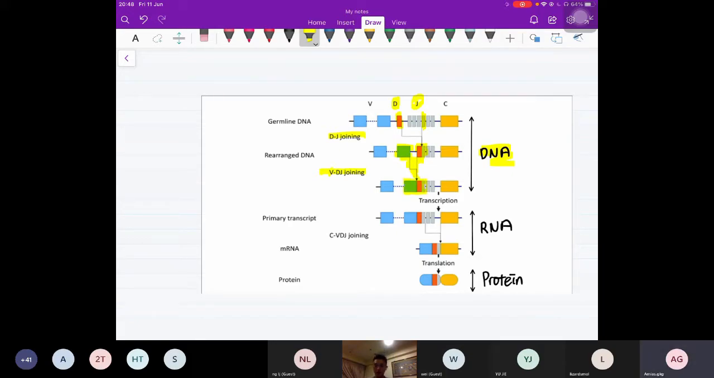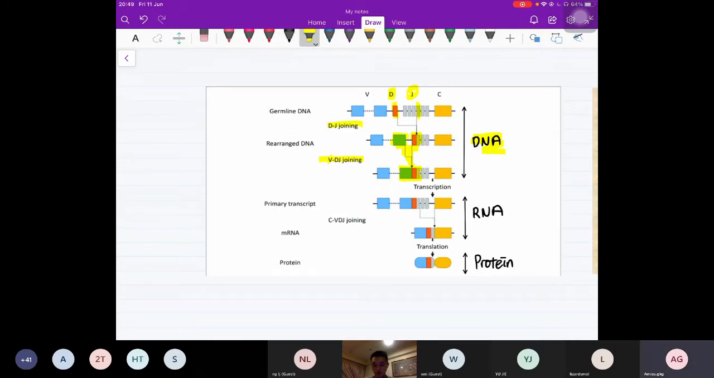Okay, so let's link this back to our topic of DNA and genomics, or whatever your schools call it. The topic on transcription, translation and replication. So your DNA is being rearranged first. After your DNA is rearranged, it has to go through transcription so that your mRNA can be produced, so that your mRNA can be translated, so that you can have your B cell receptor.